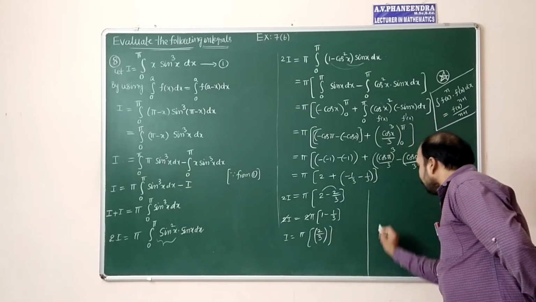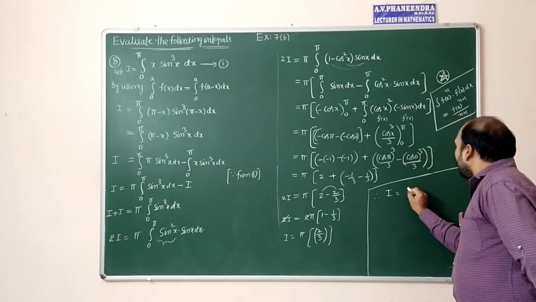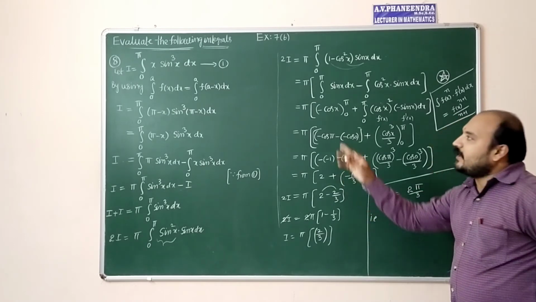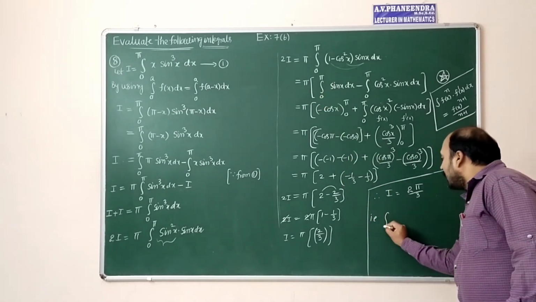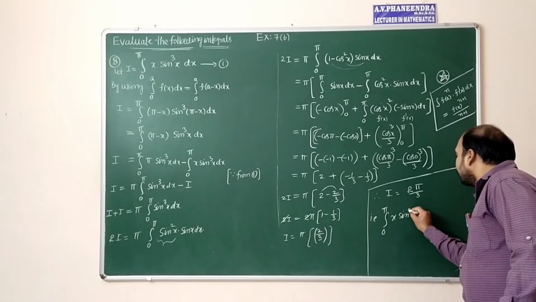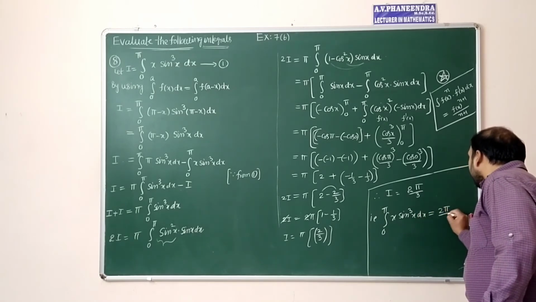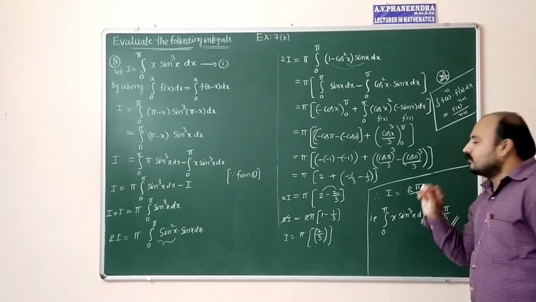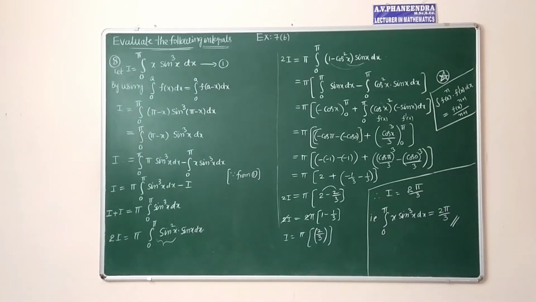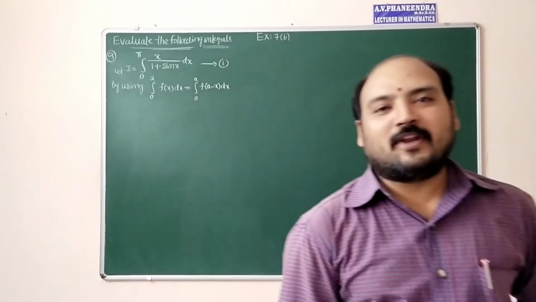Therefore, I is equal to 2 pi by 3. That is what we assumed, that I, integral 0 to pi x into sine cube x into dx, is equal to 2 pi by 3. The next question.